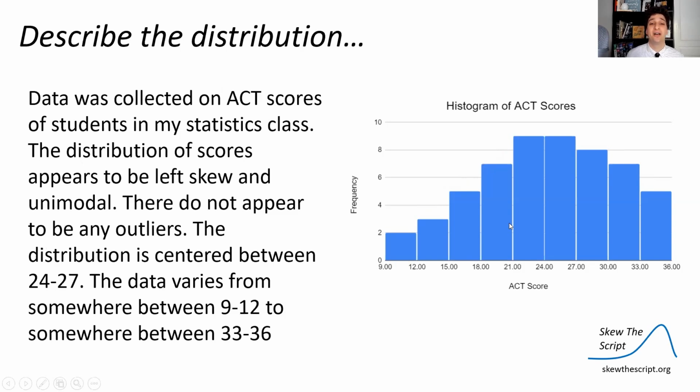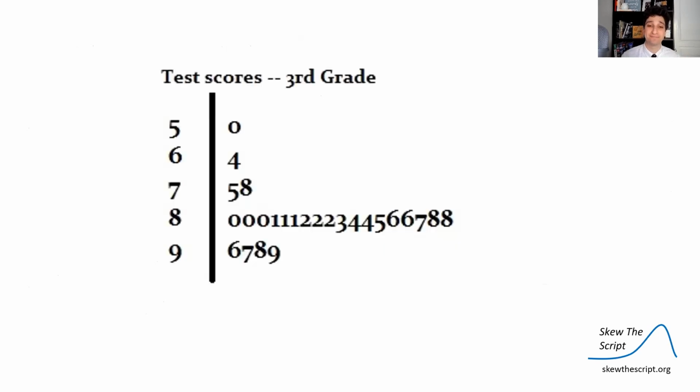Putting it all together, we would say the data was collected on ACT scores for students in a stats class. The distribution appears to be slightly left skew and unimodal. There do not appear to be any outliers. The distribution is centered somewhere between 24 and 27, and the data varies from somewhere between 9 to 12 to ACT scores of somewhere between 33 and 36. This would be a model FRQ response if you're describing this distribution. Again, we're going to get more specific ways to measure center and spread next lesson.